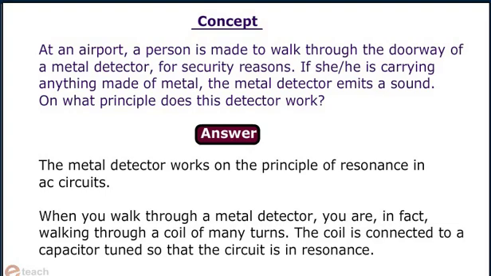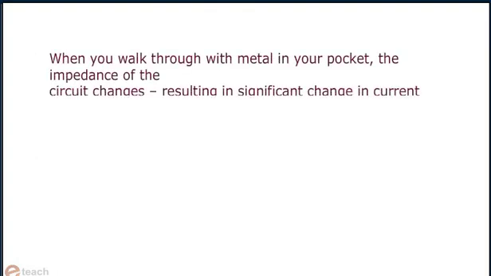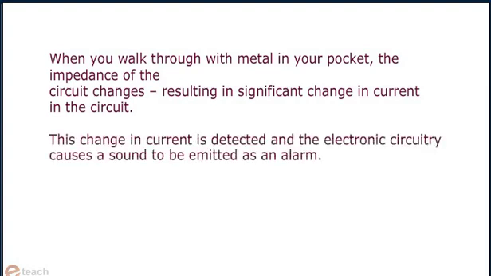When you walk through a metal detector, you are in fact walking through a coil of many turns. The coil is connected to a capacitor tuned so that the circuit is in resonance. When you walk through with metal in your pocket, the impedance of the circuit changes, resulting in significant change in current in the circuit. This change in current is detected and the electronic circuitry causes a sound to be emitted as an alarm.